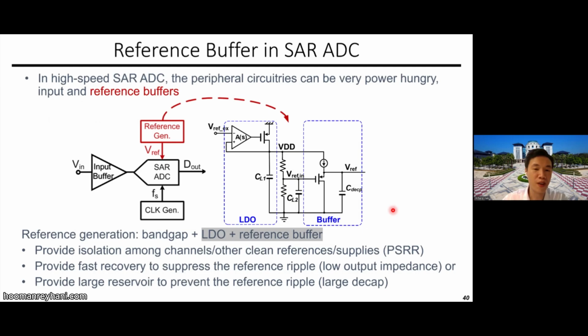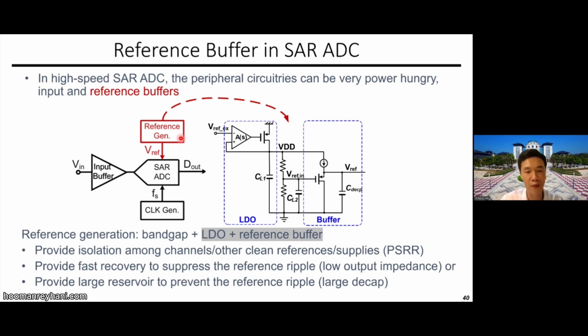Here is one of a typical condition for the reference buffer. For the SAR ADC, usually when you talk about the reference generation, it could be power hungry. Here I underline a statement said the buffer circuit can be very power hungry and even cause more power than the ADC itself, when we consider the reference buffer, the reference generation of the SAR ADC.